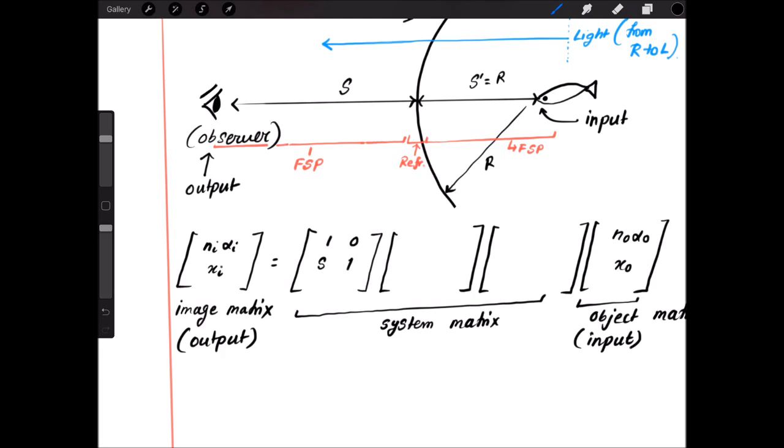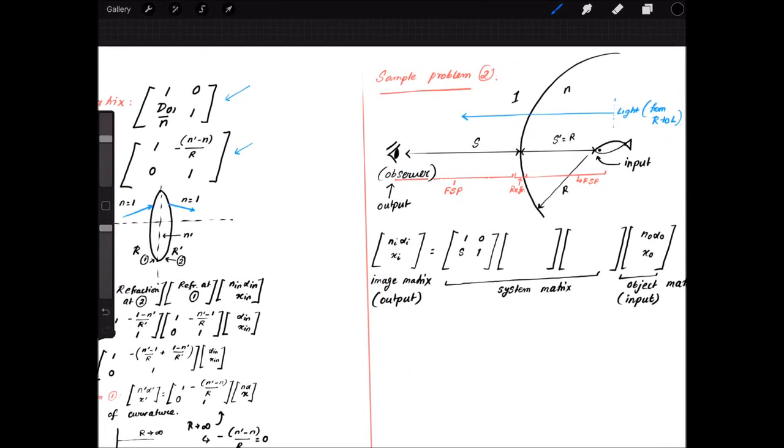Then we'll write the matrix for refraction, and for refraction let's look at the matrix. It has 1 here, 0 here, and then minus n prime is the refractive index on the outside, which in this case is 1. So 1, and n is the refractive index on the inner side.